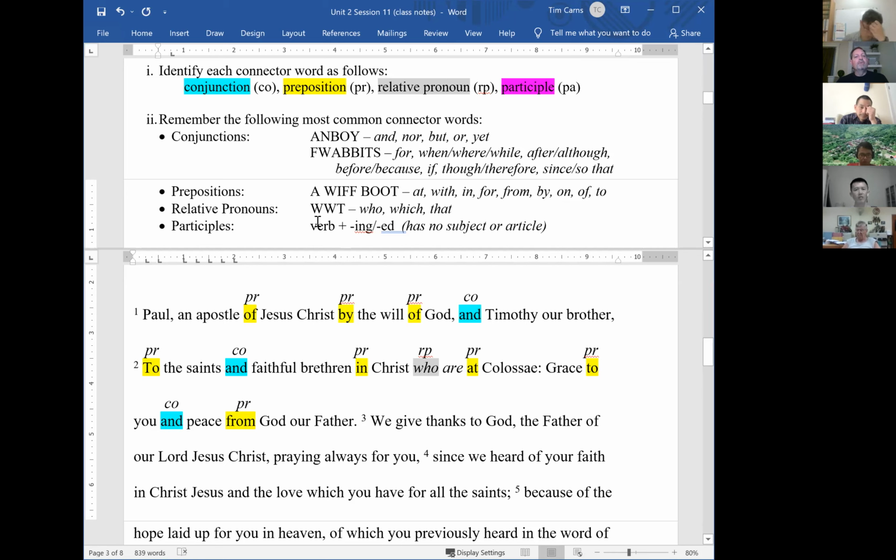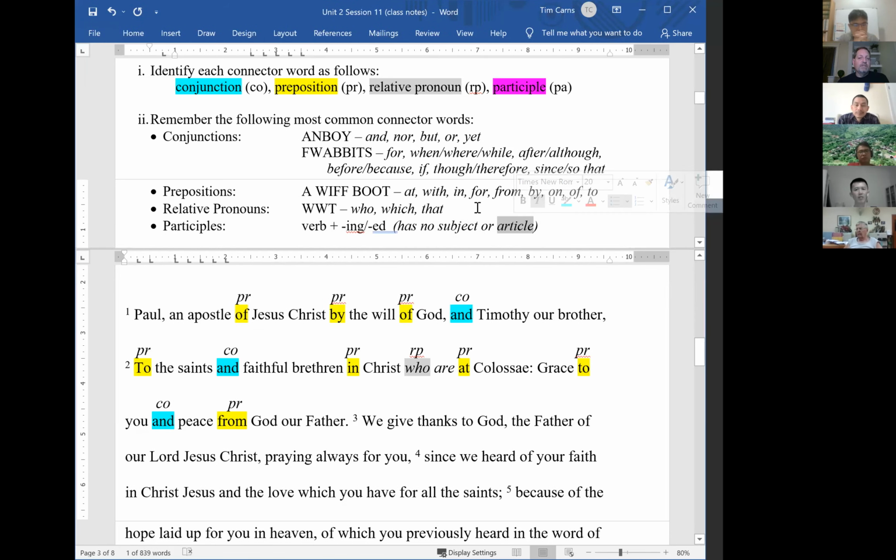There are some ways to identify these if you're not sure, and so we'll do that together. And just remember, when we're looking at participles, I noted here, to see if it's a participle, look to see if there's a subject or an article. If it has one of those, then it's not a participle. All right, it's something else. So let's go ahead and get started.